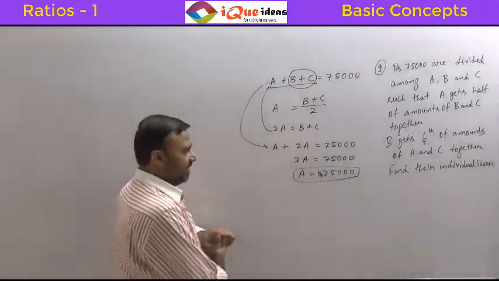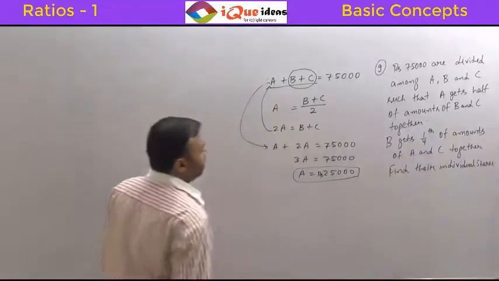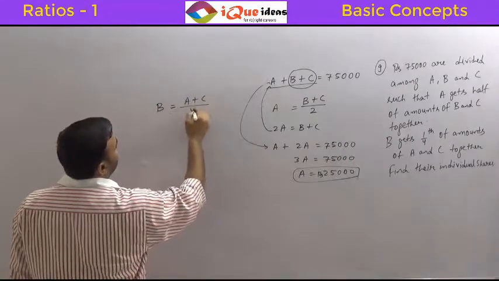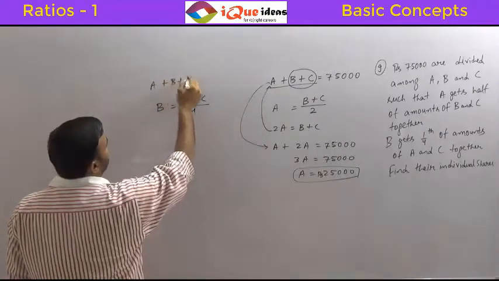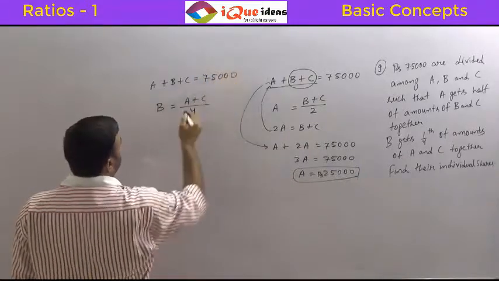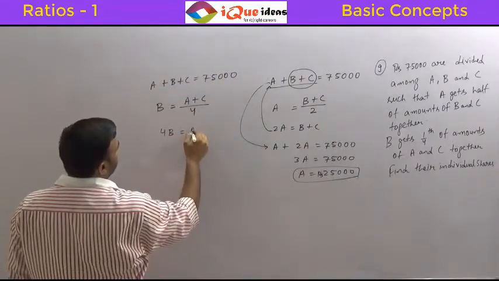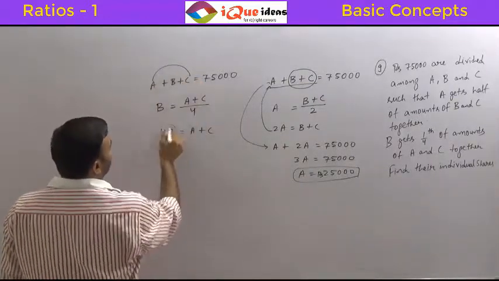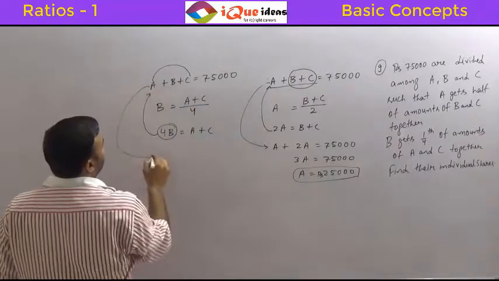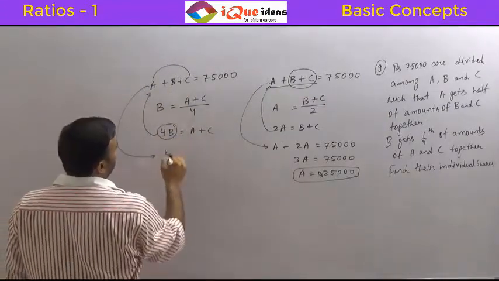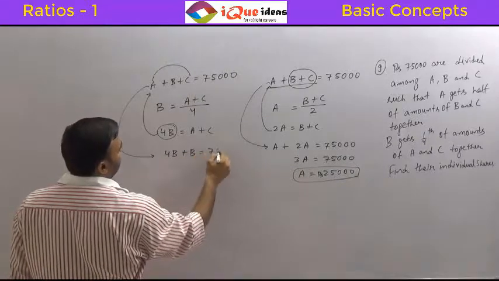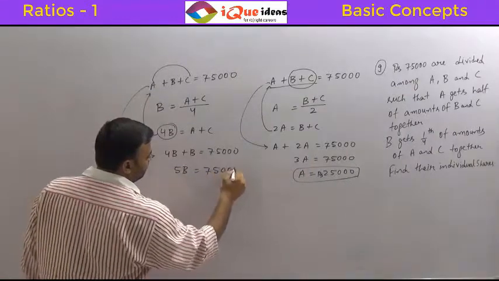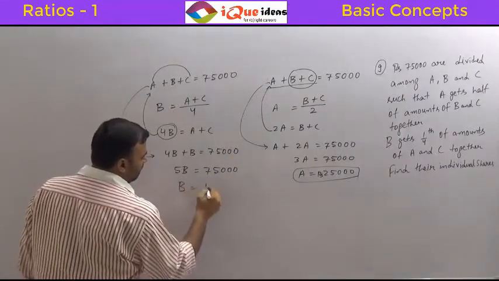So very simply we can find A. Alright. Then second, B gets 1/4 of the amounts of A and C together. Alright. So I'll write this as B equal to A plus C by 4. And we still have A plus B plus C equal to 75,000. Now from here we get 4B is equal to A plus C. Right? Now see, in place of A plus C, write 4B. So 4B plus B, that is equal to 75,000. So we have 5B equal to 75,000. Right? So B is equal to 15,000 rupees.